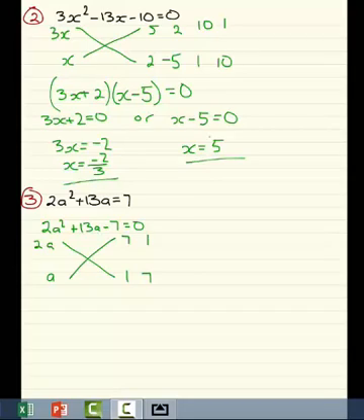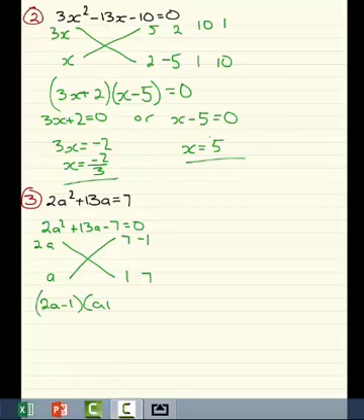So 2a times 1, a times 7, it's only going to get me 9a. 2a times 7 is 14a, a times 1 is a. So if I make that one negative, I'm going to get 13a. So 2a squared plus 13a minus 7 is equal to 0 factorizes to 2a minus 1, a plus 7.